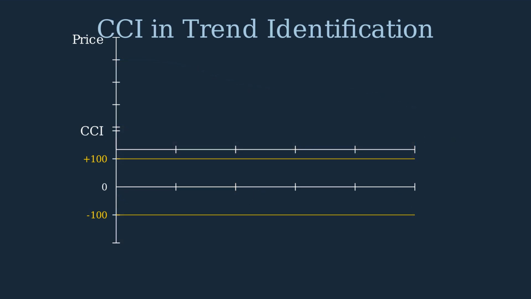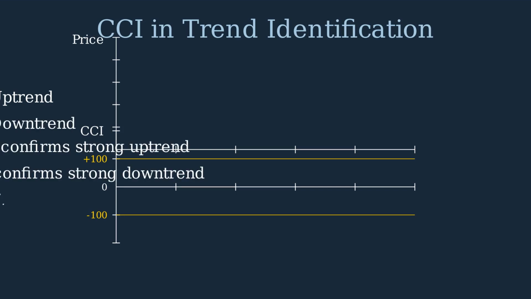To summarize, CCI provides valuable insights for trend identification. When CCI remains above zero, it indicates an uptrend, while readings below zero suggest a downtrend. CCI reaching overbought or oversold levels confirms the strength of these trends. Remember that persistent CCI readings in either territory provide strong validation of the prevailing trend direction.